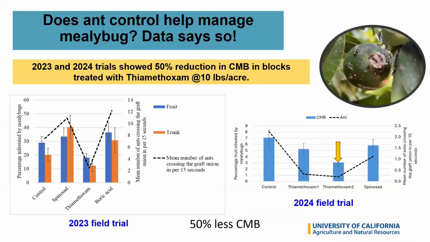Now, the next question is, does ant control help with mealybug? And our data says so. This is from a 2023 and 2024 study where we looked at citrus mealybug infestation in fruit, as represented by the bar charts, in fields that had ongoing ant treatment. As you can see from the dotted lines, wherever there was no ant control, there was still quite a good amount of ant activity. But wherever there were fewer ants present, our mealybug infestation was 50% less.